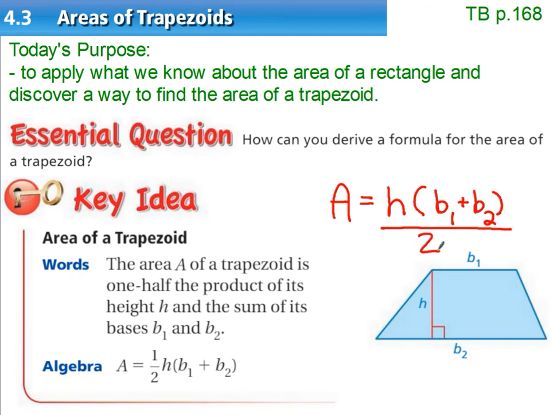Now, please take a moment, stop the video, and record either formula, whether you want to use the dividing by 2 or the multiplying by 1/2. But please put the formula for area of a trapezoid in your notes.